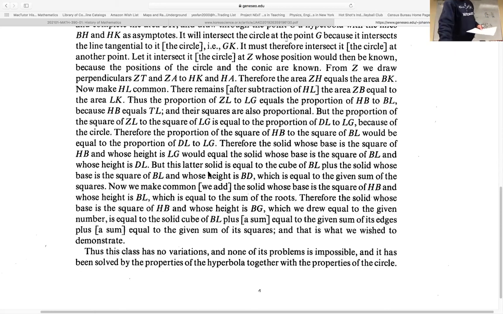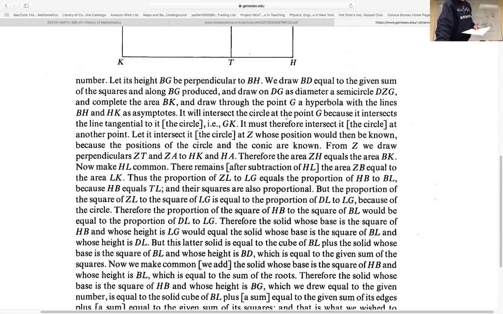But this latter solid is equal to, so let's go look at our picture to see where DL is. Here, we're coming up and looking at the picture.